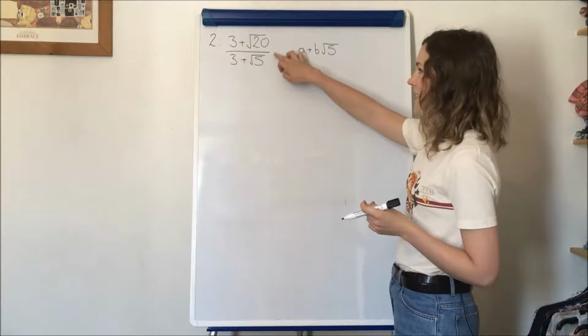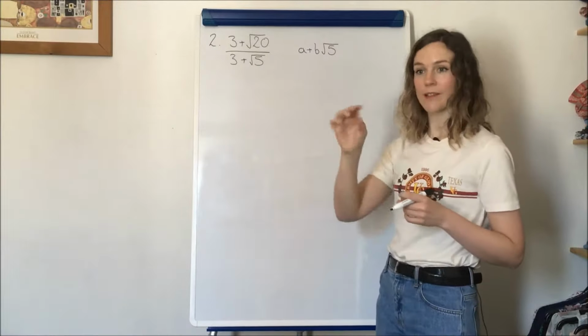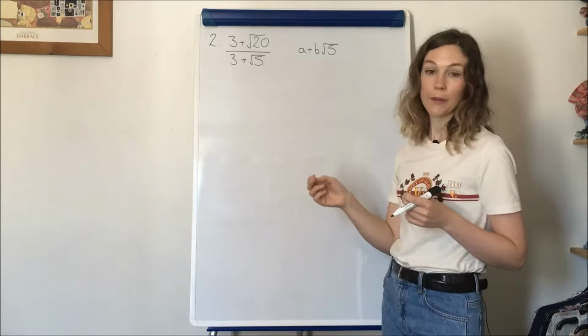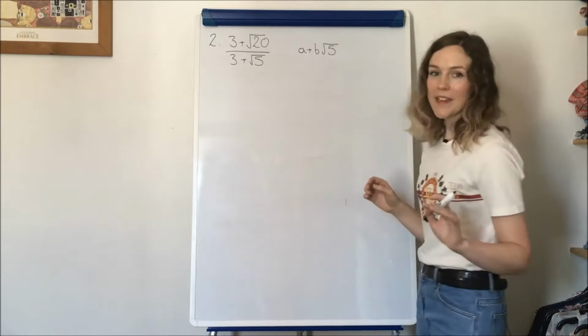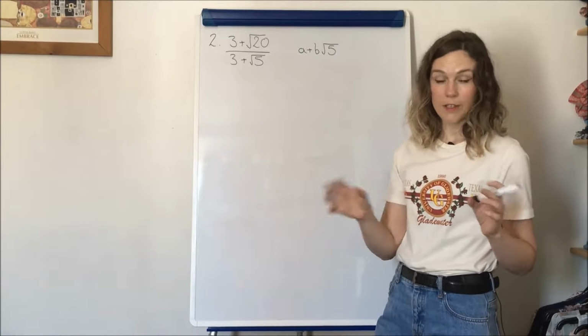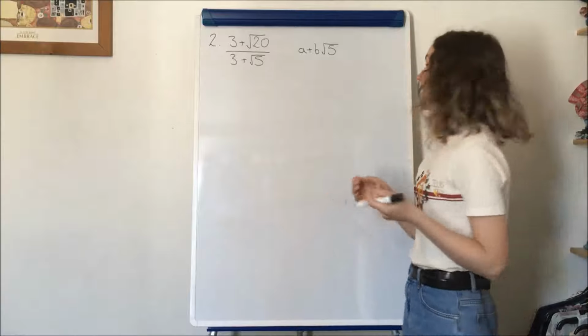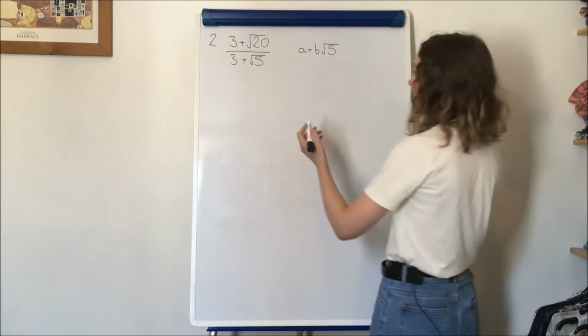So whenever you see something like this, which is a fraction with a square root on the bottom, you need to rationalise the denominator. And all that means is you're basically getting rid of any roots in the denominator, the bottom bit of the fraction. So how do you do that? Well, again, it's really formulaic.